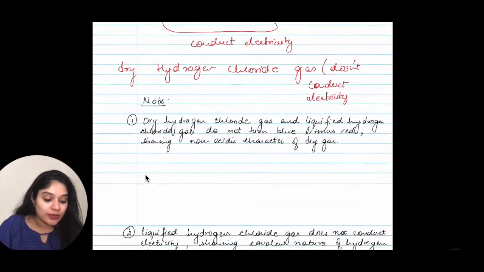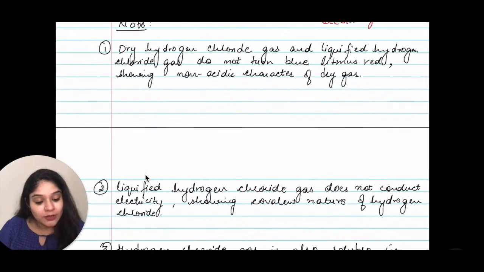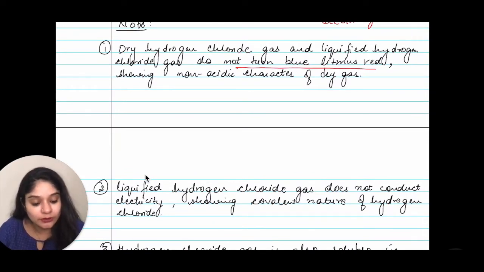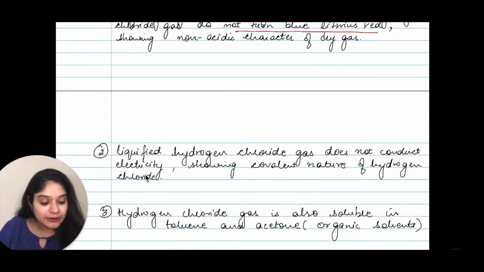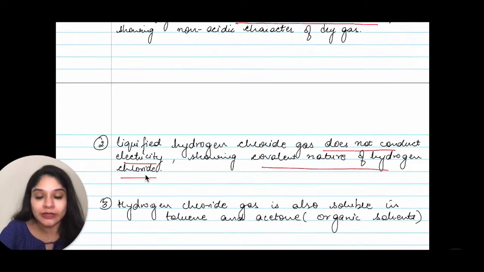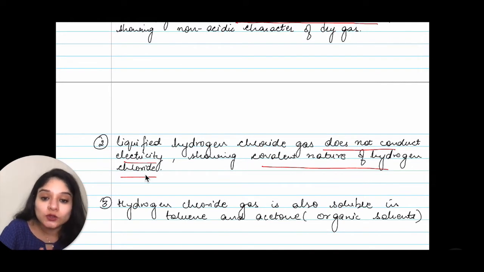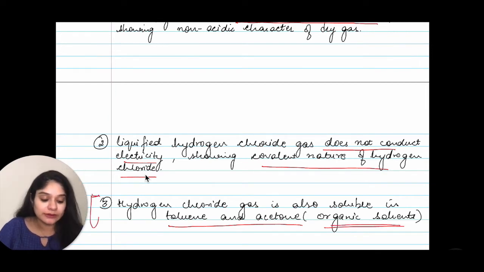Now you can write that in points also. You can see it on the screen right here. Dry hydrogen chloride gas and liquefied, this does not turn blue litmus red. That's point 1. Liquefied hydrogen chloride gas does not conduct electricity, showing covalent nature of hydrogen chloride. And the third important point is hydrogen chloride gas is also soluble in toluene and acetone, which are organic solvents. This we also discussed in the last part of the video.